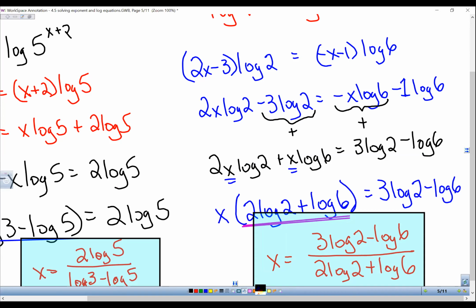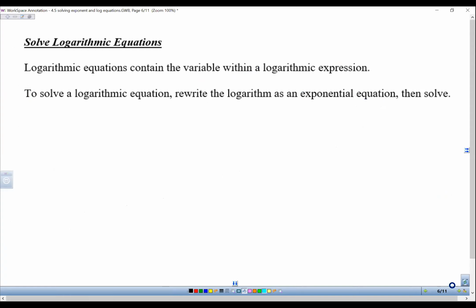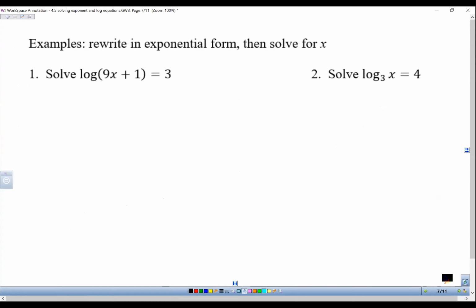Okay. All right, let's move on now to log equations. So the exponential equations, if we needed to, we rewrote them in log form. The log equations, if we need to, we're going to rewrite them in exponential form. These are inverses, so we can just do the opposite. Okay. So rewrite in exponential form, then solve for x.